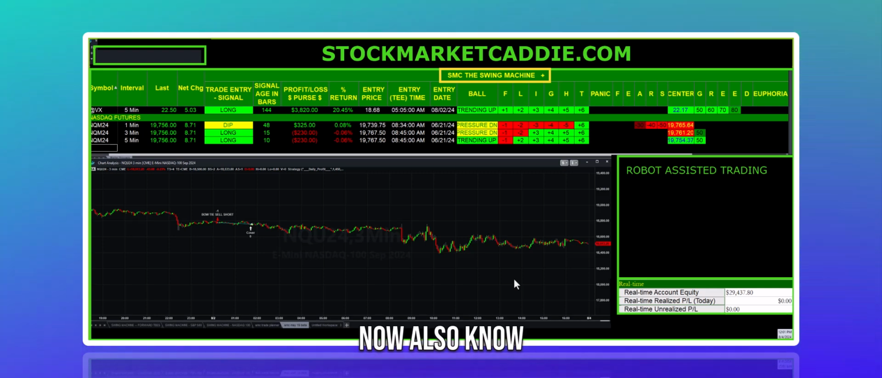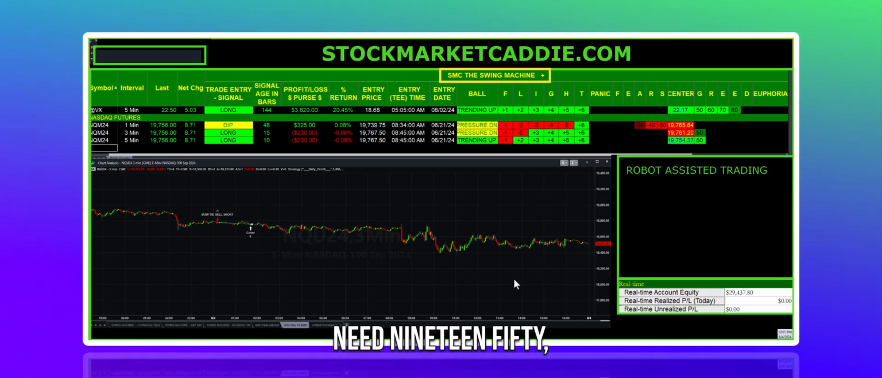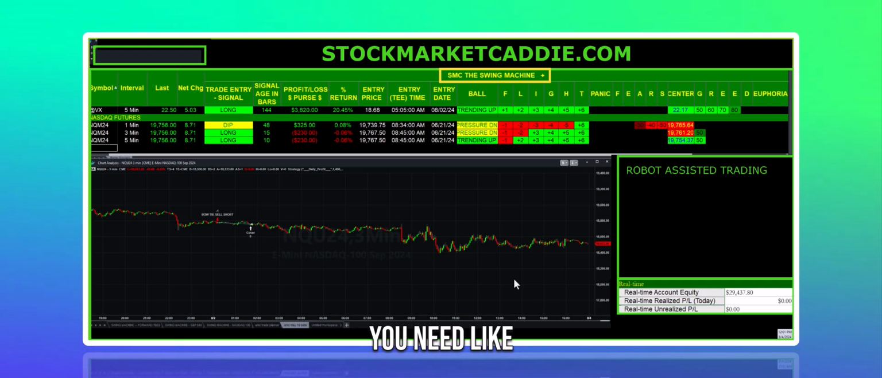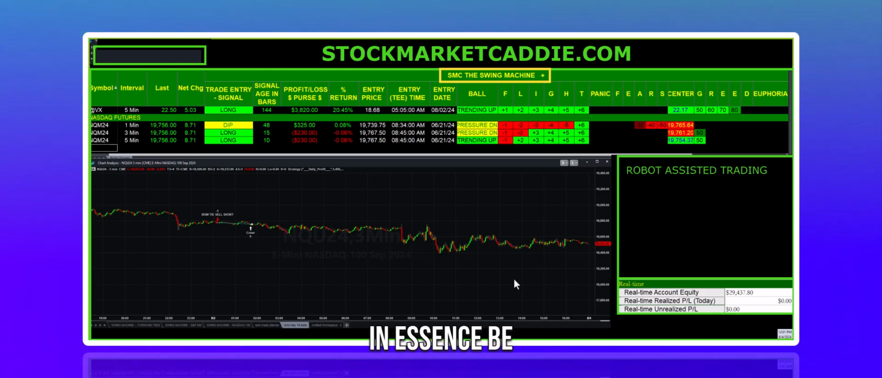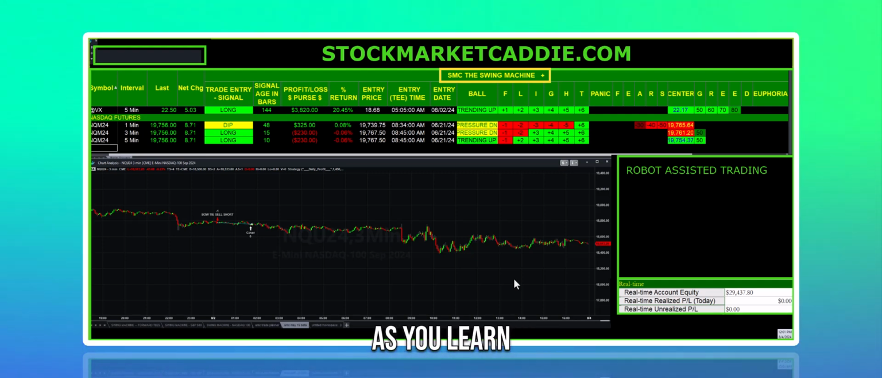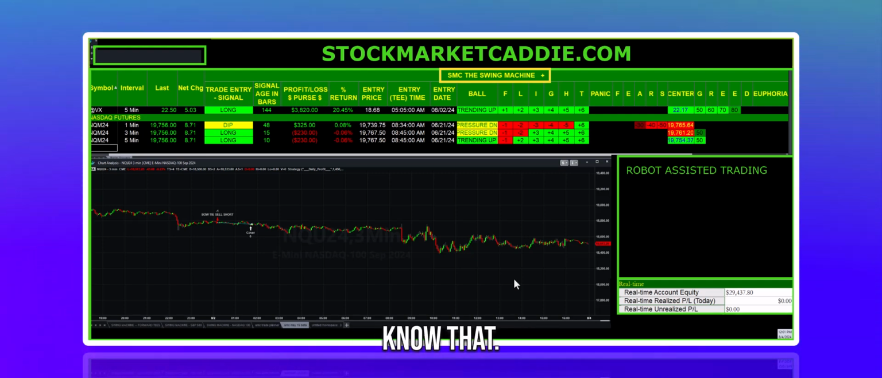Now, also know, if you want to trade micro futures contracts, they're 1/10 the size. Meaning you don't need $1,950, you need like $195. So you could, in essence, be trading with as little as $2,500 in your account as you learn. So I just want you to know that.